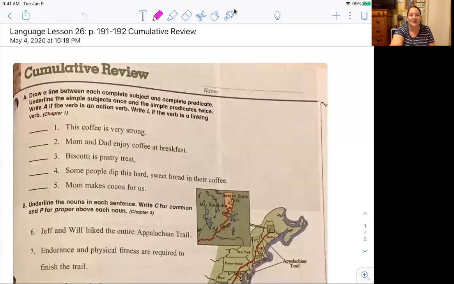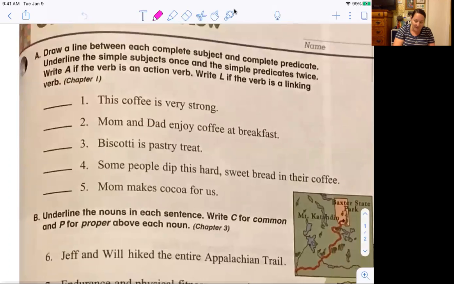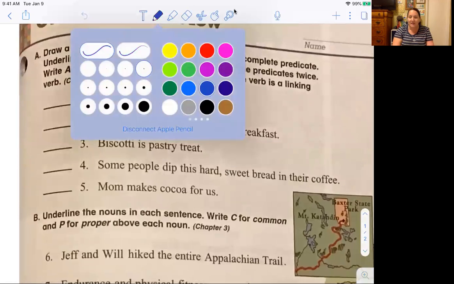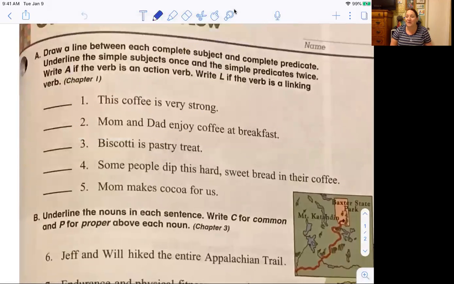Today we are going to be on pages 191 to 192. We're going to be doing cumulative review today, so go ahead and get that ready. Get out your pencil and your book, and let's get started. Cumulative review means it could be stuff from even the very beginning of the year, so let's try our very best to remember.